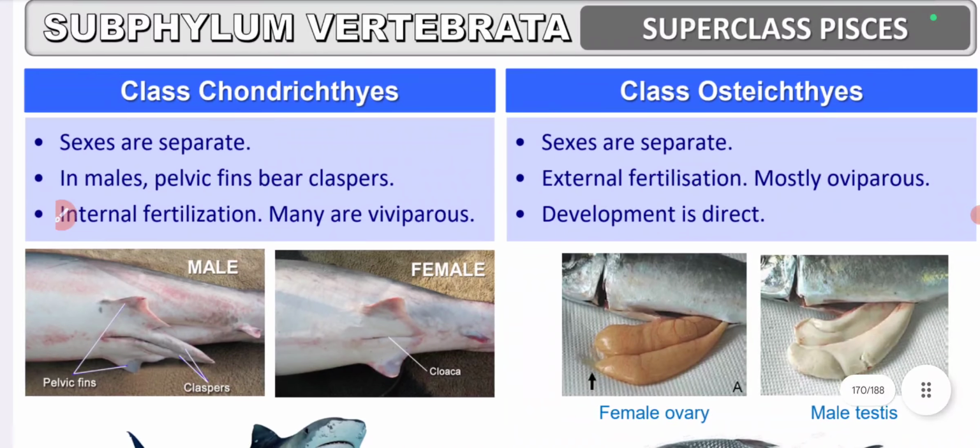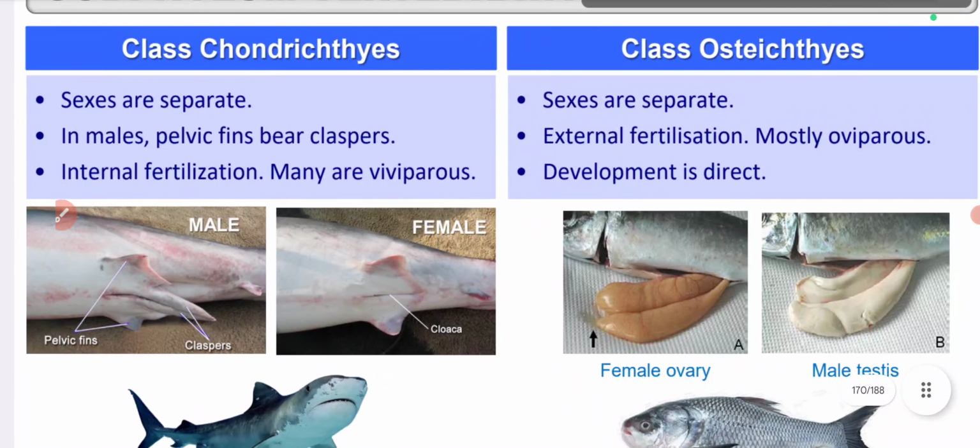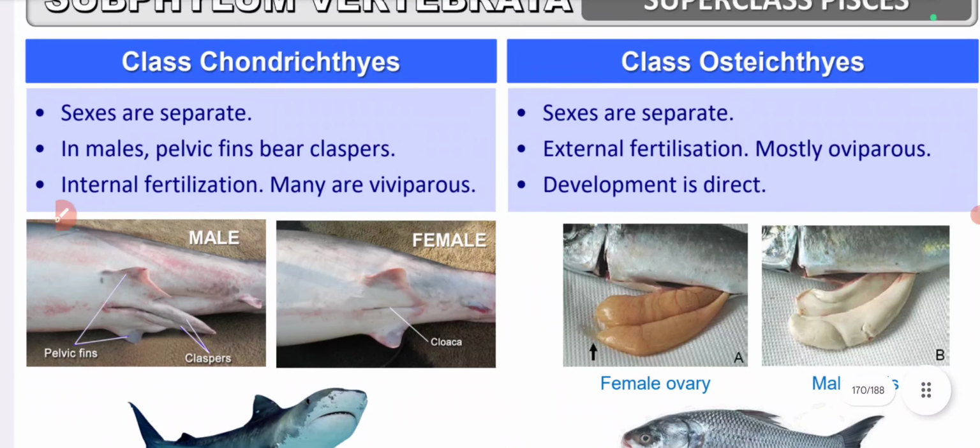Here sexes are separate in both the classes. In male, pelvic fins bear claspers. Internal fertilization, many are viviparous, and in Osteichthyes, external fertilization shows mostly oviparous. Development is direct. Here are some different points.